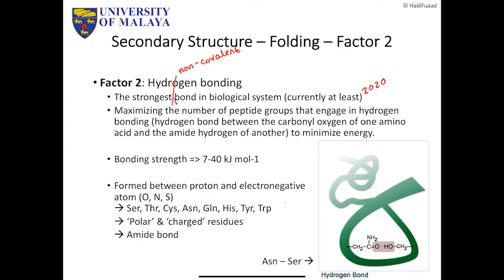But in terms of amino acids, only certain amino acid side chains can form a hydrogen bond, including polar and charged residues, and all amide bonds can form a hydrogen bond. As an example, on the right hand side, this is the hydrogen bond forming between the side chains of asparagine and serine. That one is the serine, that one is asparagine. You can see the hydrogen bond forming in the middle between those two residues.